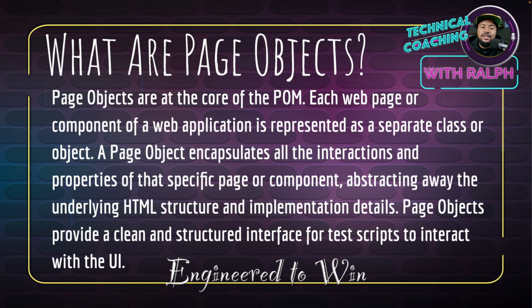So what are page objects? So page objects are at the core of the POM, the page object model. It only makes sense, right? Page objects should be the core of the page object model. Each web page or component of a web application is represented as a separate class or object. The page object encapsulates all of the interactions and properties of that specific page or component, abstracting away the underlying HTML structure and implementation details. Page objects provide a clean and structured interface for test scripts to interact with the UI.